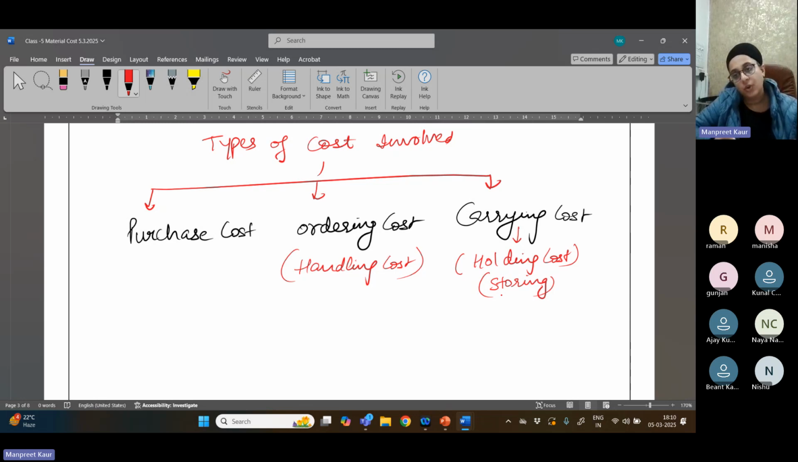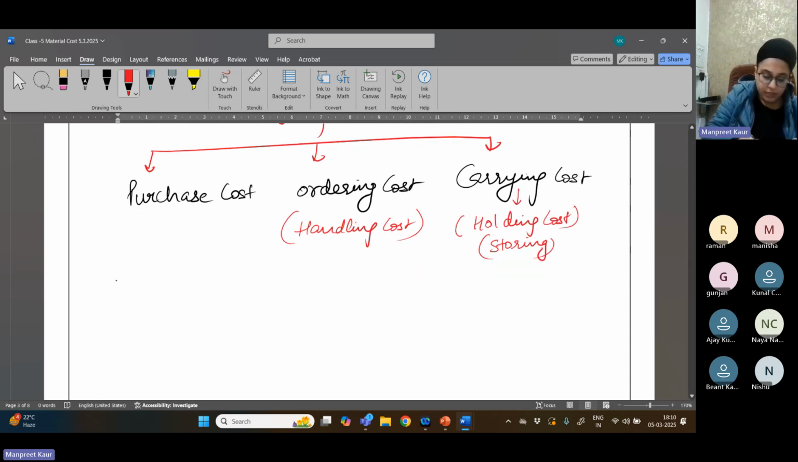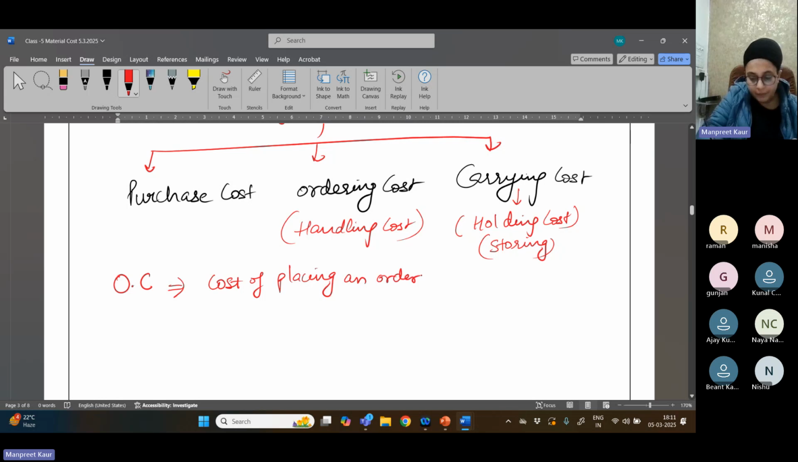Purchase cost means purchase cost. Suppose raw material of 1000 kg is to be bought at ₹2 per unit, that is the purchase cost. Ordering and carrying, handling and holding cost. So we can say ordering cost, also called O.C. It means the cost of placing an order with the supplier. Cost of placing an order with the supplier is the ordering cost.